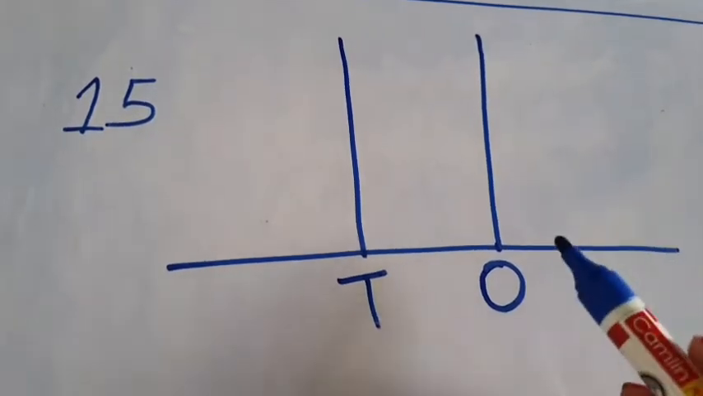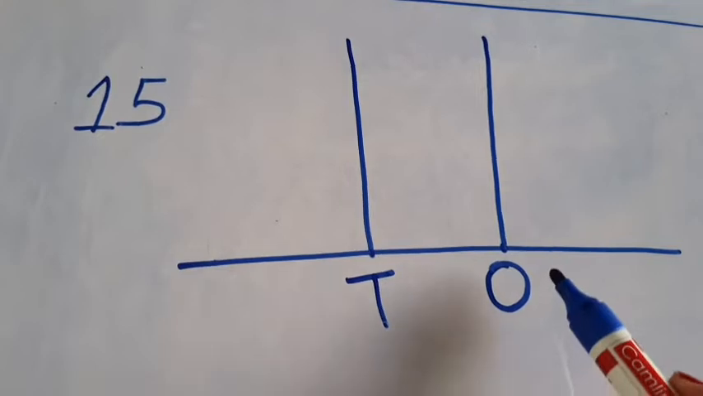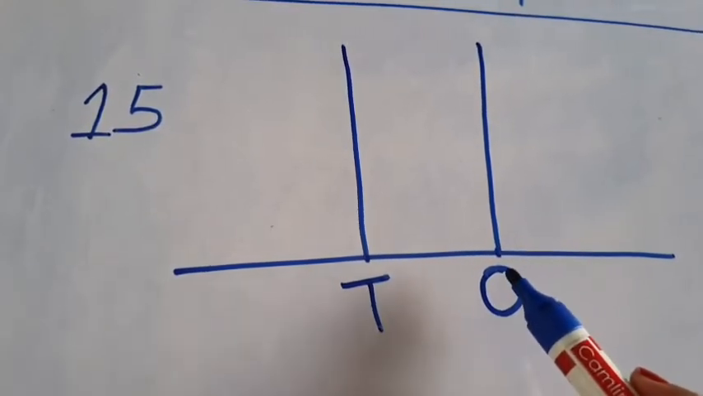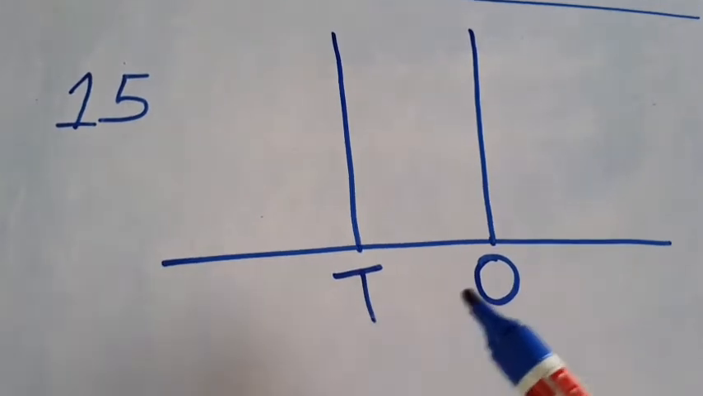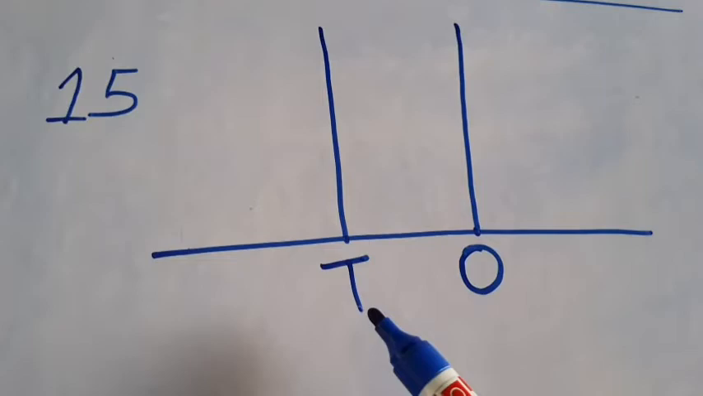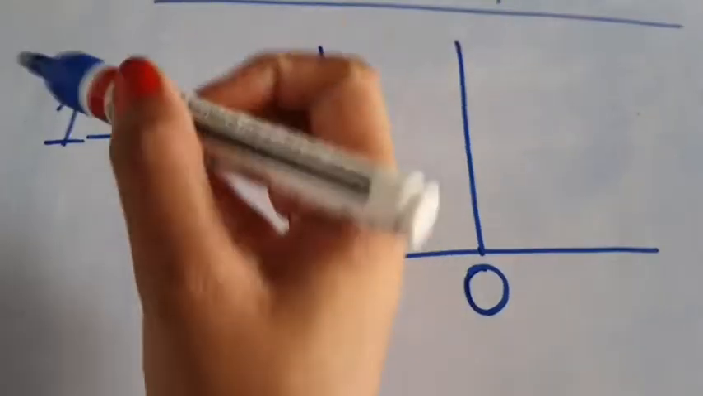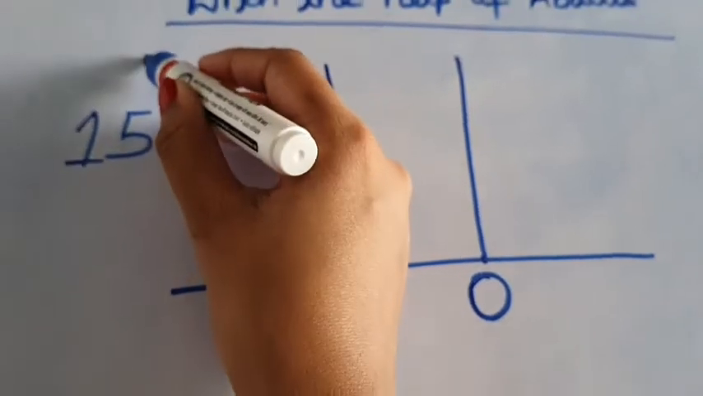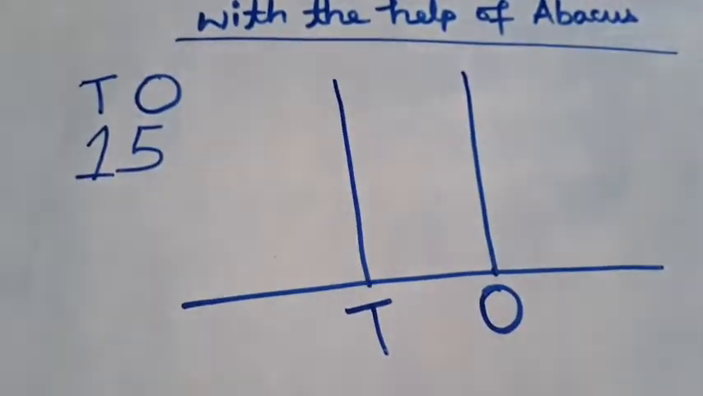We will start with our right side. In the first rod, we will write O, which stands for ones. And in the second vertical rod, we will write T, which stands for tens. So this is O and this is T. Like this we will write.